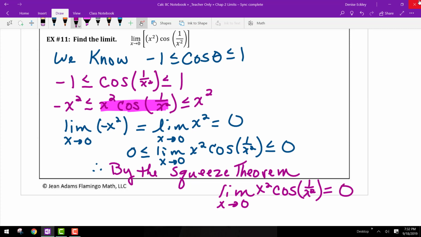So that's the whole idea. You want to try to use a well-defined function, or two different well-defined functions, and squeeze your function in between the two to find the limit.